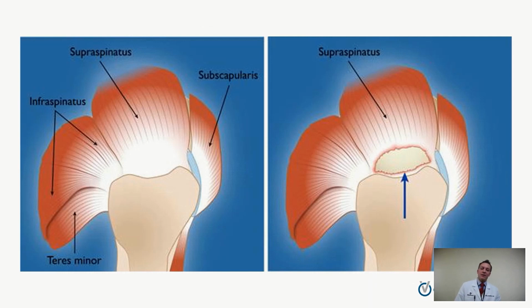On the right hand is an example of a rotator cuff tear, where that tendon has torn off of the bone or just before the tendon attaches to the bone. And that's basically what a rotator cuff tear is. And that can lead to pain or weakness, or even a combination of both.